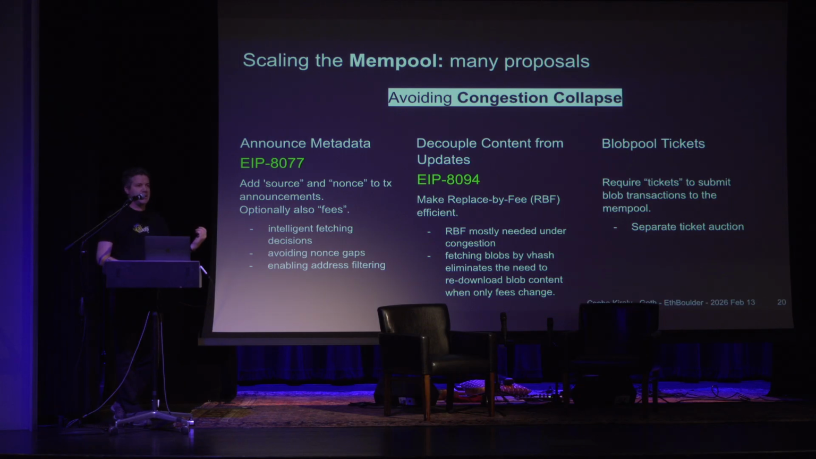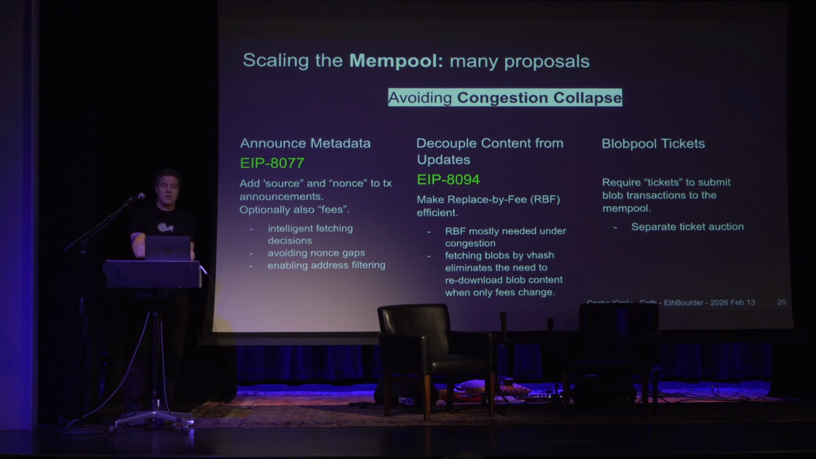So this is adding more metadata so that you can intelligently fetch, which has the advantage that you will not have nonce gaps, so transactions which are behind gaps which cannot be included. And you can also filter by address. So you can do things like I'm only focusing on part of the address space, I'm interested in this address, etc.